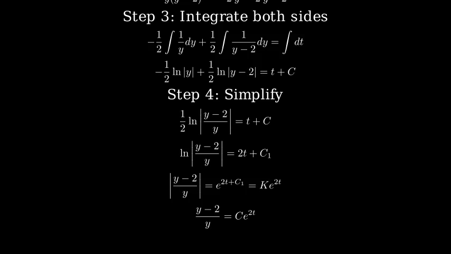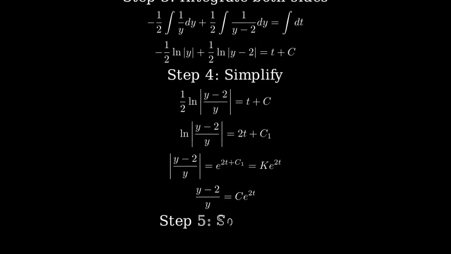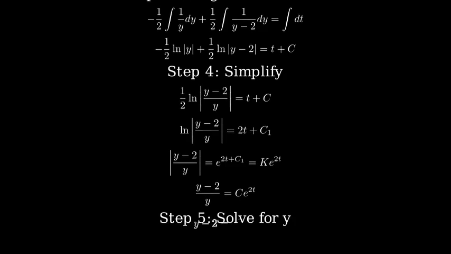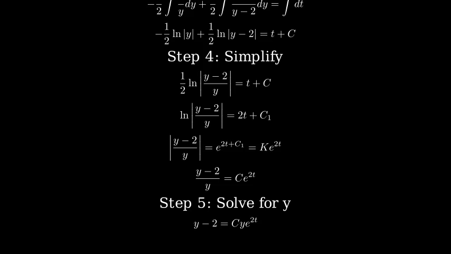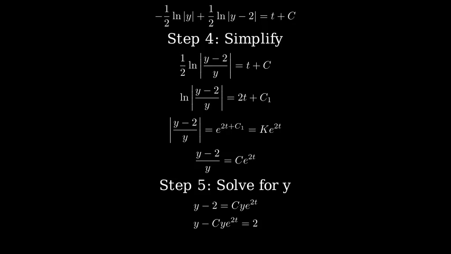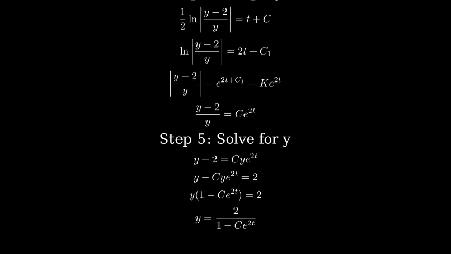Step 5. Finally, let's solve for y. We have y − 2 equals C y e^(2t). Rearranging to isolate y, we get y − C y e^(2t) equals 2. Factoring out y, we get y(1 − C e^(2t)) equals 2. Therefore, y equals 2 divided by (1 − C e^(2t)), which is our general solution.